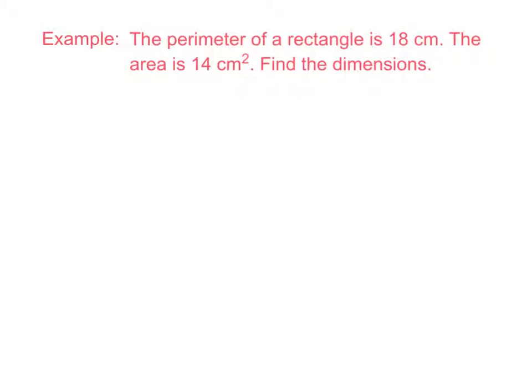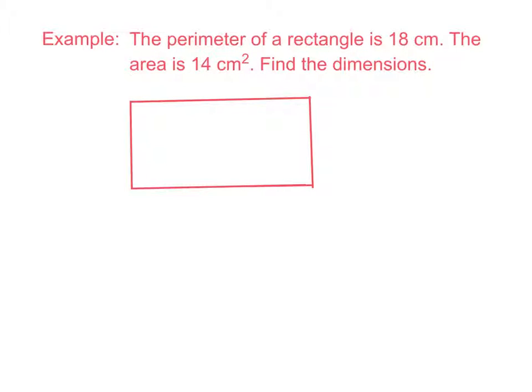So let's look at another example. The perimeter of a rectangle is 18 centimeters. The area is 14 centimeters squared. Find the dimensions of the rectangle. So let's start by drawing a typical rectangle. So here's our typical rectangle.